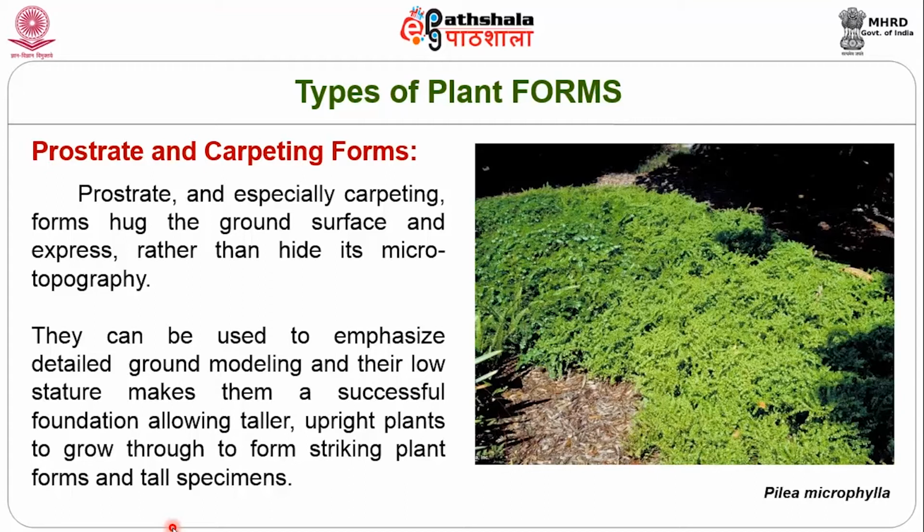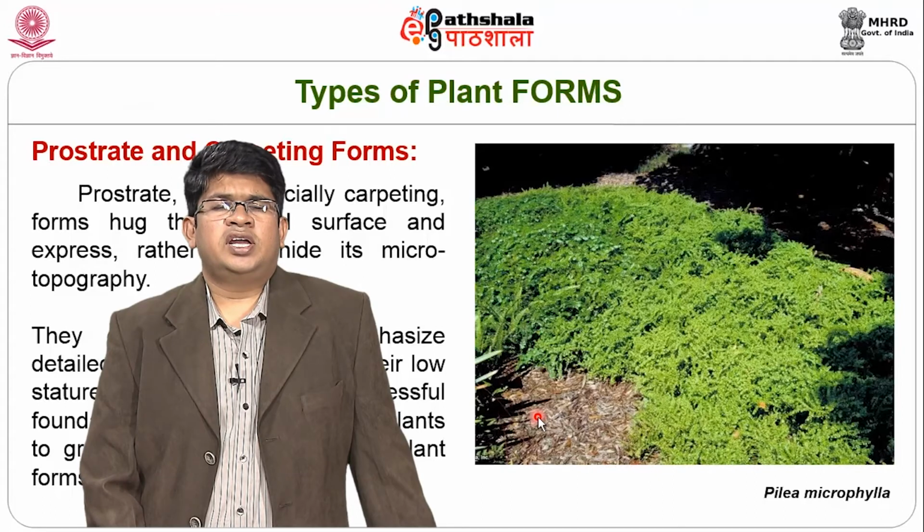Prostrate and especially carpeting forms hug the ground surface and express rather than hide its micro topography. So, you can see these plants hug the ground surface, and they run parallel to the ground. They can be used to emphasize detailed ground modeling, and their low stature makes them a successful foundation, allowing taller upright plants to grow through to form striking plant forms and tall specimens. So, these act as good elements upon which taller plants can be set, a very good green base, or a softer base on which the taller plants can sit.